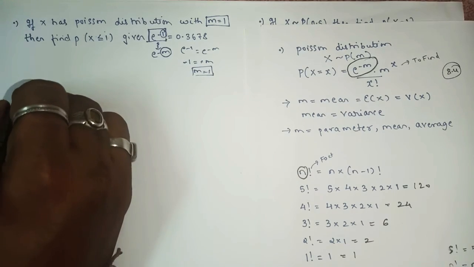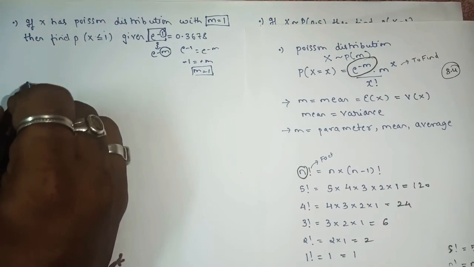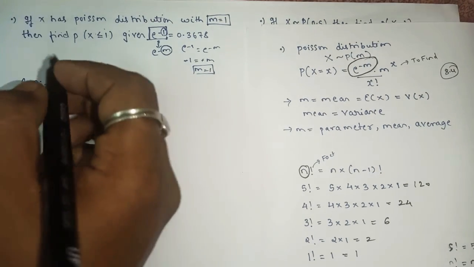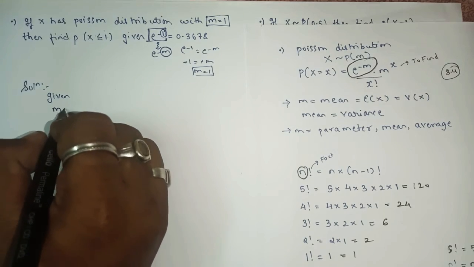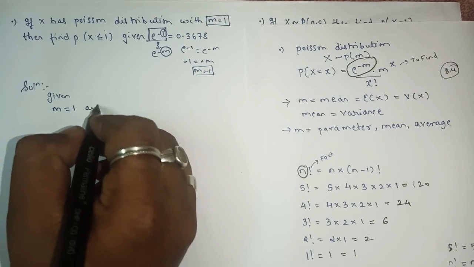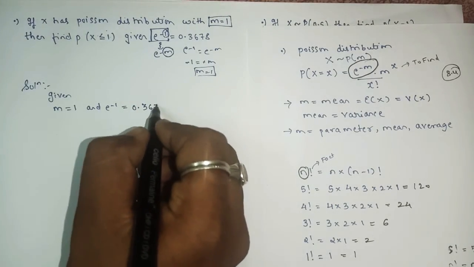So we'll start with the solution part. Here first we'll write: given m equals 1 and e raised to minus 1 equals 0.3678.